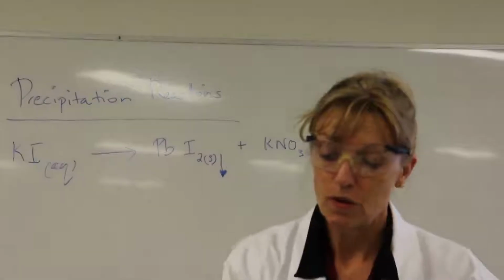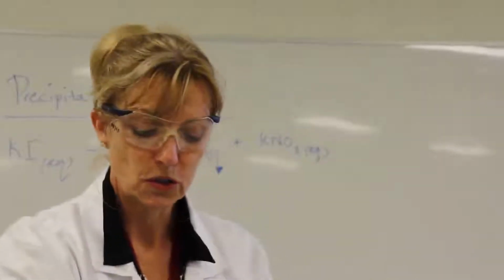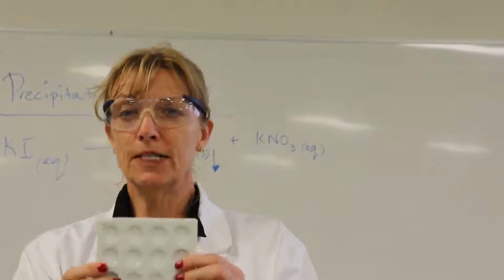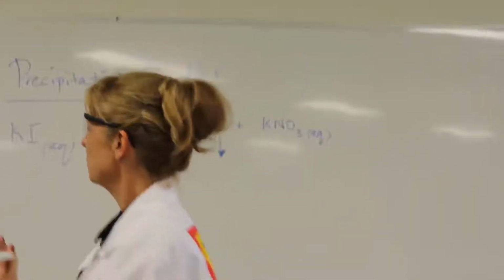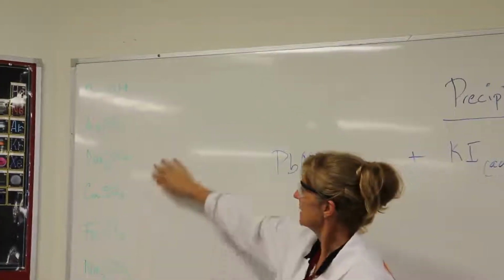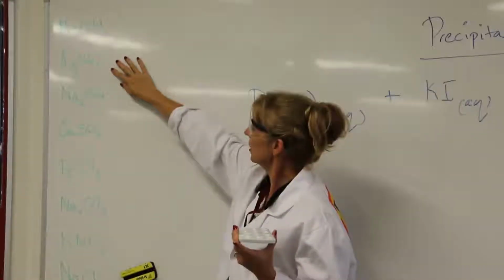I was going to just talk about one more. So what you're going to do is on this dimple plate, you're going to put various combinations of these compounds here. So you've got sodium hydroxide, silver nitrate.